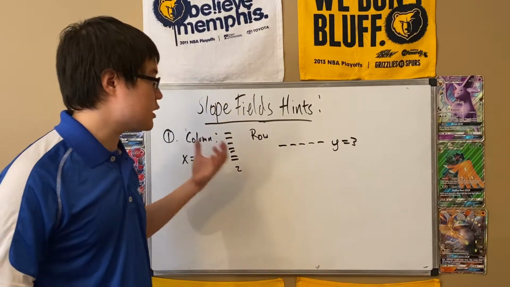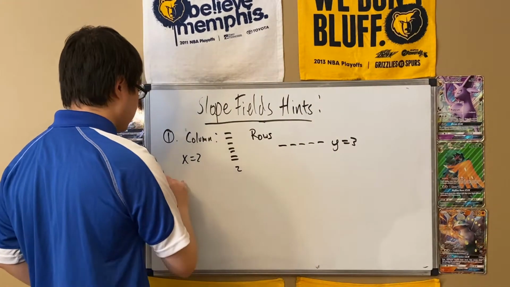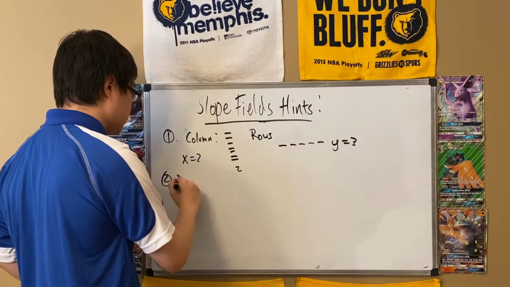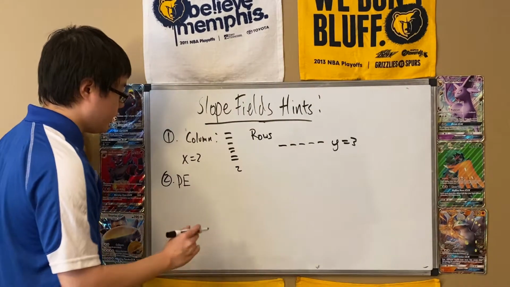So we're going to be looking for these columns of zeros and rows of zeros. My next hint is to try to determine if the differential equation only depends on x's or only depends on y's.